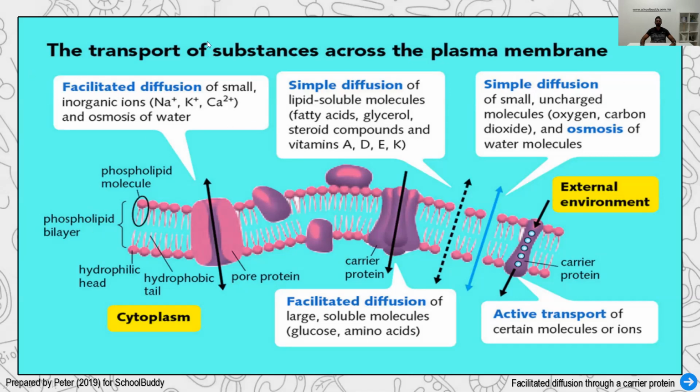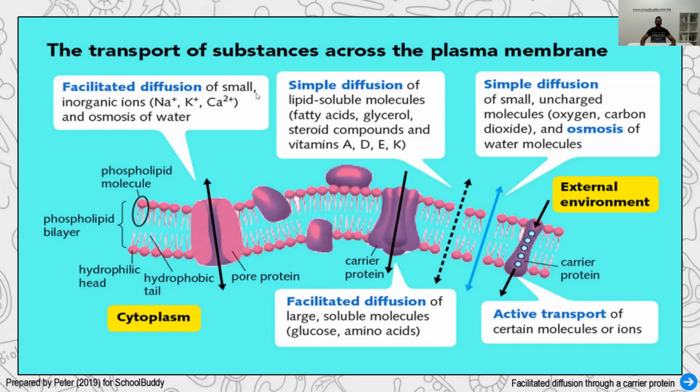Here, we have facilitated diffusion, simple diffusion, osmosis, and active transport. We're going to see facilitated diffusion first. We have two examples here. It is called facilitated because it requires a protein. The substances are being helped by a protein. In this case, it's a channel protein, or it can also be a carrier protein. So facilitated diffusion involves the help of a protein.